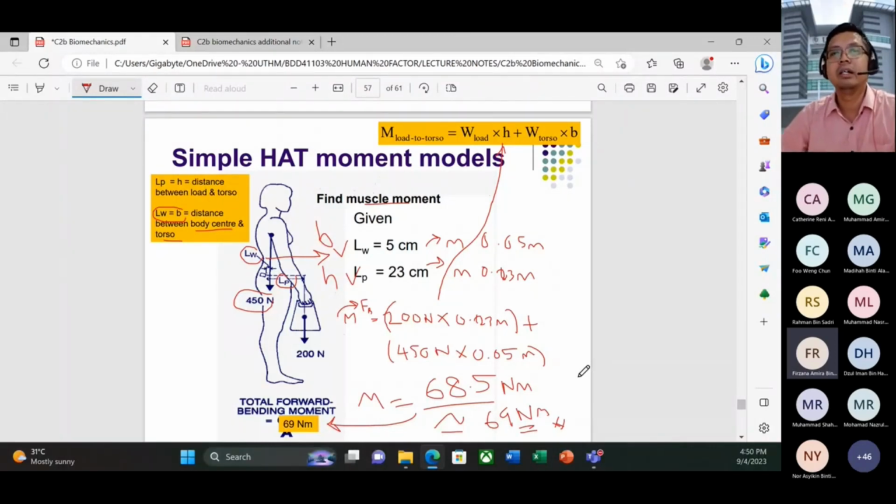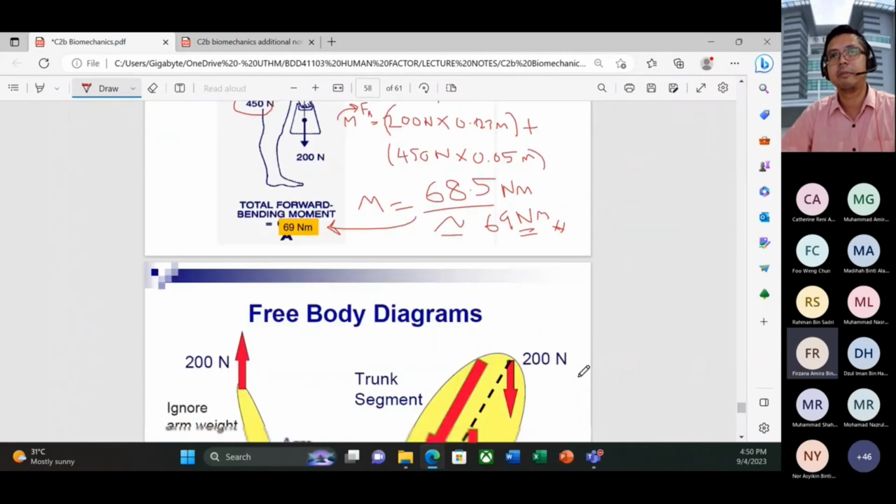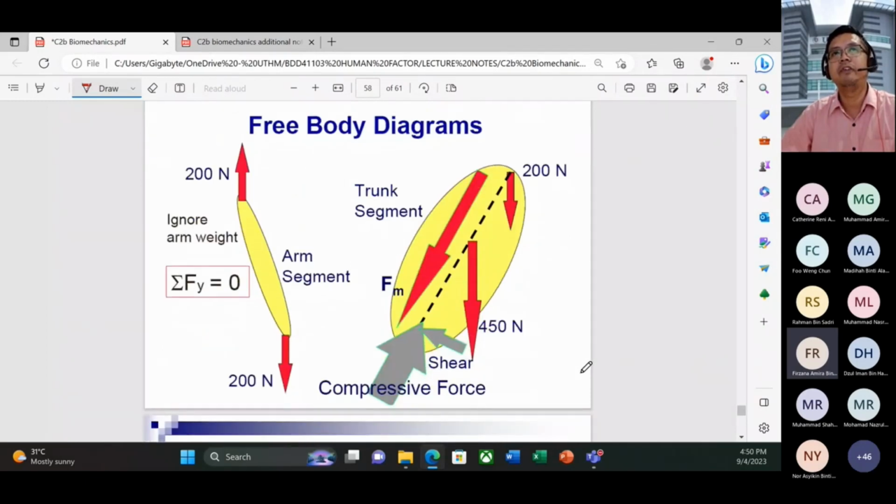Any questions so far? Clear? This is basic statics and dynamics, so please look at the basics. Look at a free body diagram. So the sum of Fy is also 0. Ignore arm weight. This is the arm segment. 200 Newton will be here, 200 Newton upward.